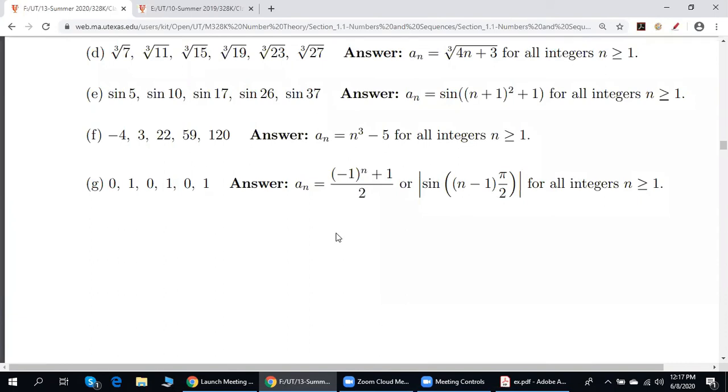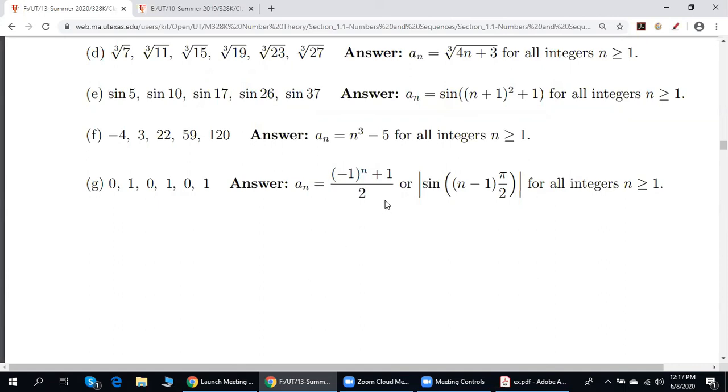Now, another possibility is this formula. So let us forget this sequence for a moment and let us consider the following sequence instead: -1, 1, -1, 1, and so on. It's easy to generate this sequence. We just raise -1 to the nth power. But here we have 0, 1, 0, 1, and so on.